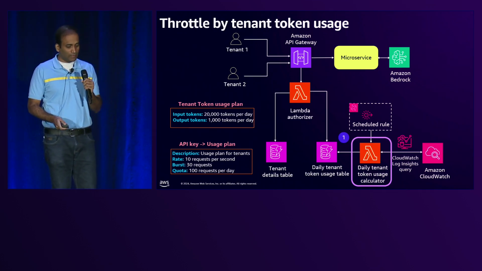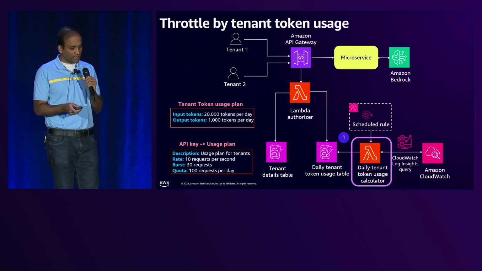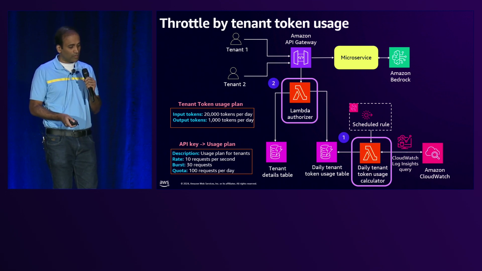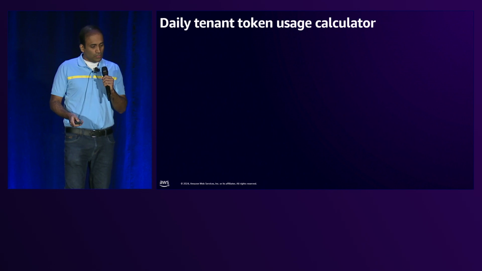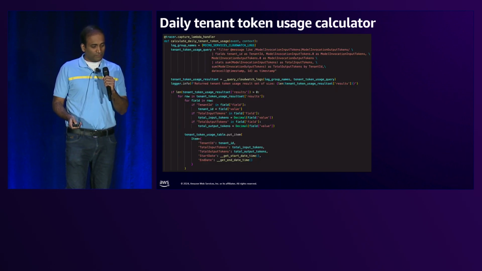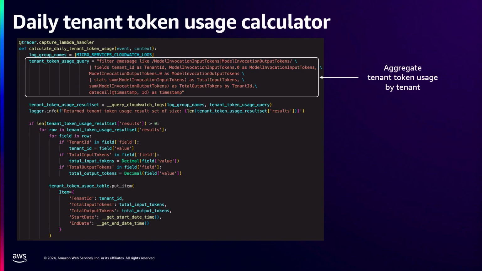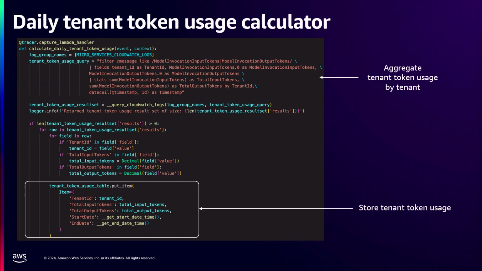Now let's double click and look into the code of this tenant usage calculator and also the Lambda authorizer to understand this in a bit more detail. So for the tenant token usage calculator, the first thing it does is basically it uses CloudWatch log queries and tries to aggregate the tenant usage by tenant, and then stores that information in some kind of a DynamoDB table.